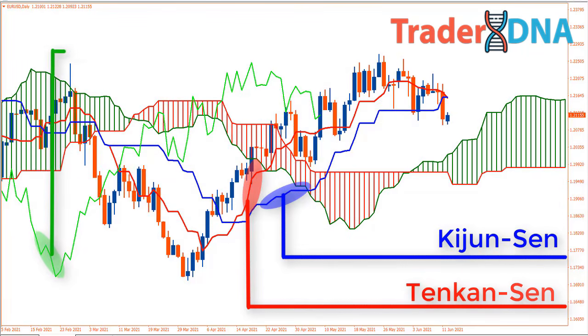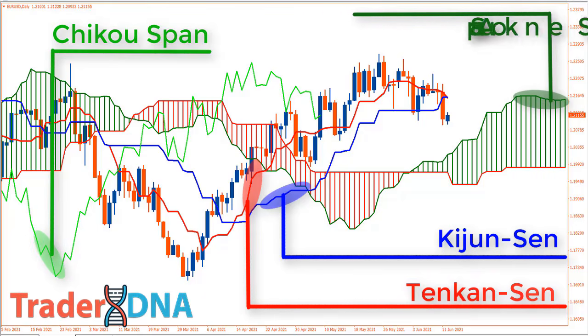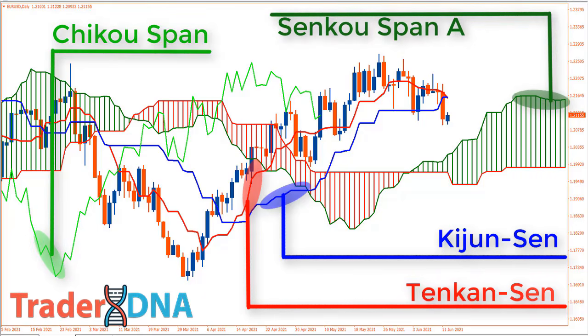The Chikou span, also known as the lagging span, is created by plotting closing prices 26 periods behind the latest closing price of an asset. Senkou span A, also called the leading span A, represents one of the 2 cloud boundaries, and it's the midpoint between the conversion line and the baseline. This value is plotted 26 periods into the future, and it's the faster cloud boundary.